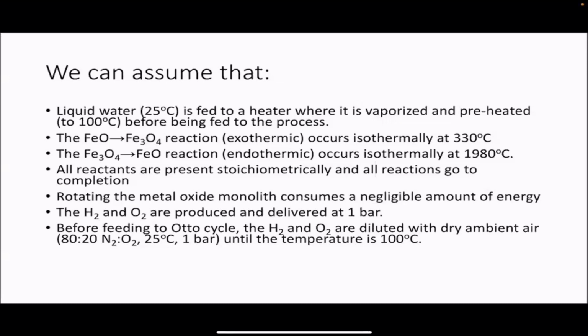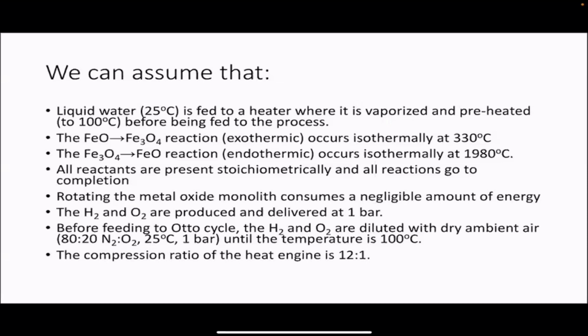So if we were to directly feed that into an Otto cycle and then combust pure hydrogen and pure oxygen, the temperature would be crazy high. And we couldn't really have materials that could handle temperatures that are as high as we would calculate. So what we're going to do is bleed in air in order to bring the temperature into the Otto cycle down to 100 degrees C. And in our heat engine, we're going to use a compression ratio of 12:1. Okay, so these are all the things that we're going to assume.